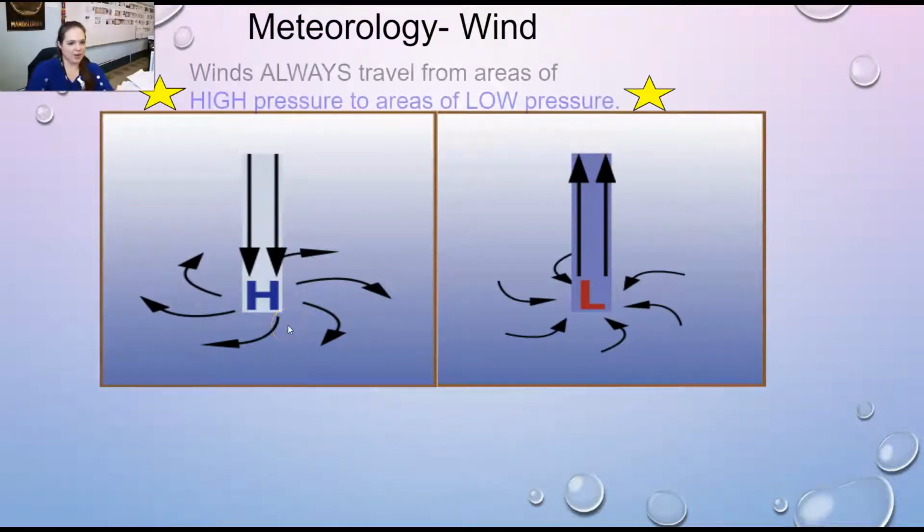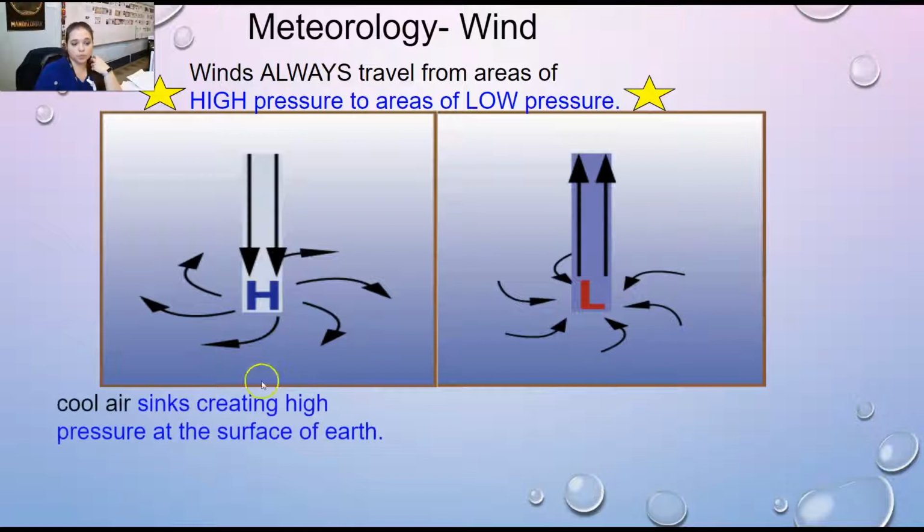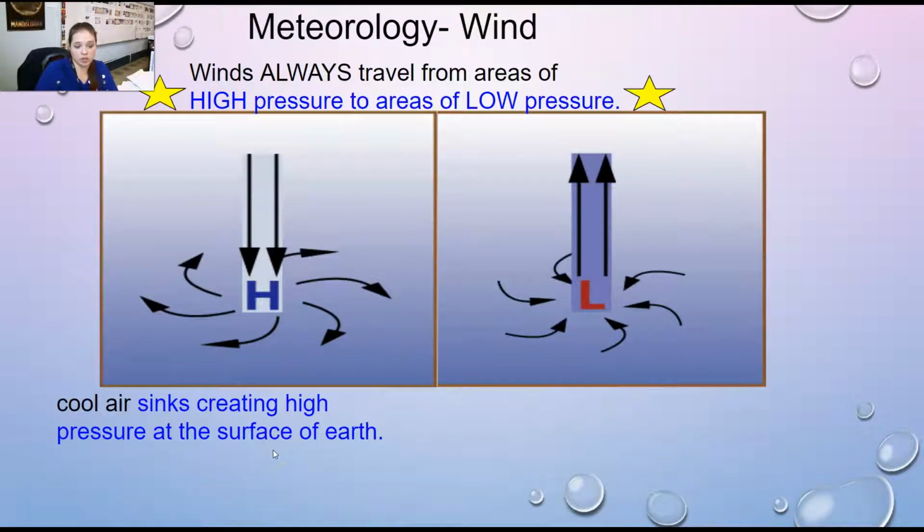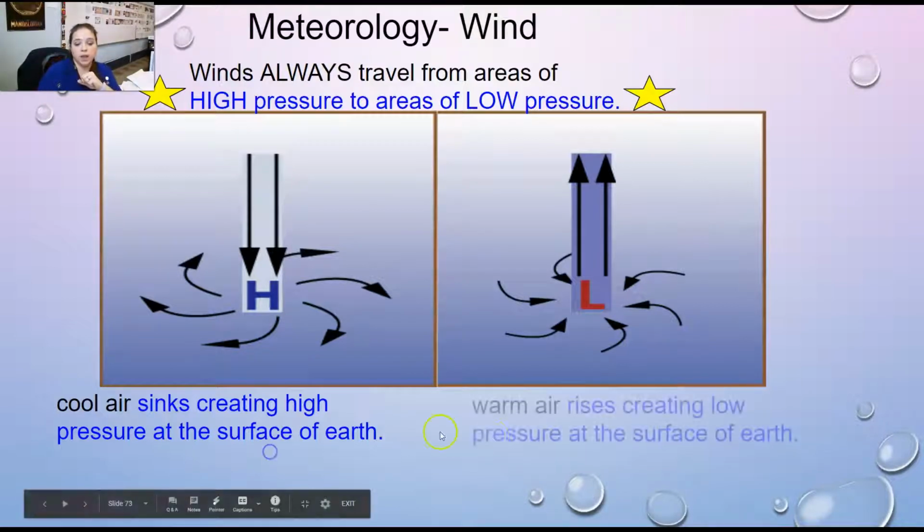I know it's going to sound weird, but high pressures are low heat, which means it's colder. Higher pressures are more compact. Think of it, the more compact, the colder it's going to be. The more spread out, the hotter, which is going to be a low. And so cool air sinks, creating a high pressure at the surface. So you've got all that cool compacted air. And then warm air rises, creating low pressure at the surface of the Earth.